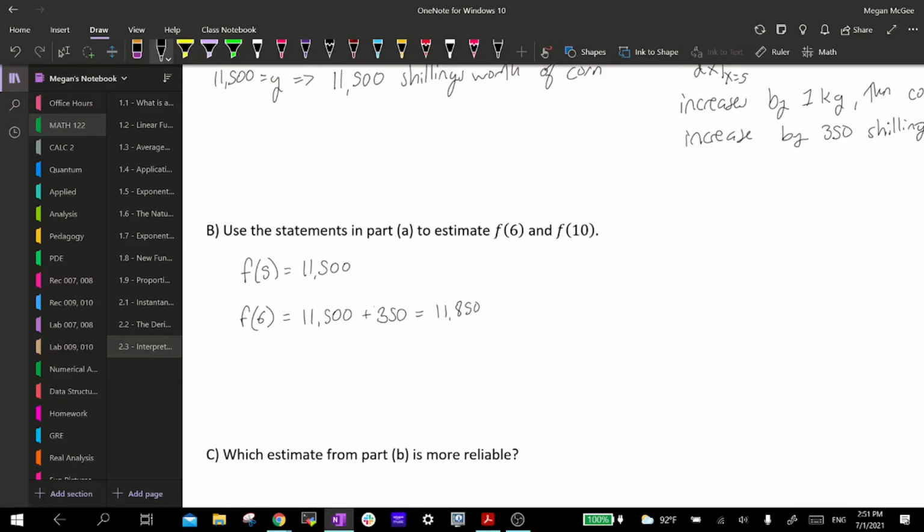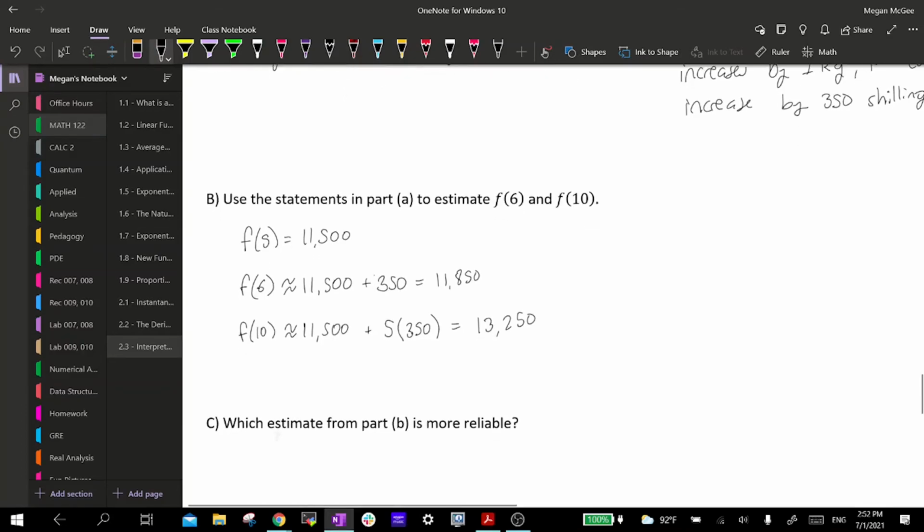Now f of 10, we are increasing by 5 kilograms of fertilizer. So we start with our f of 5, which was 11,500, and then add 5 times 350 shillings. In this case we should get 13,250 shillings. And these should all be approximations since we are using our tangent line here.